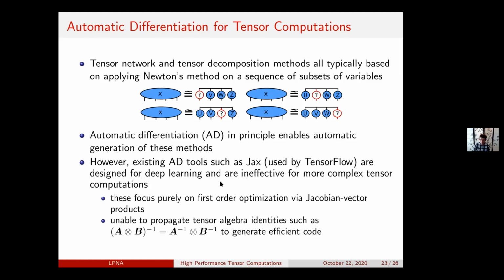Typically, they've been focusing on what happens in deep learning and the tensors that arise there. And within deep learning, there's a more regular structure that you can differentiate along, where there's not as much need to save large intermediates or optimize intermediate expressions.